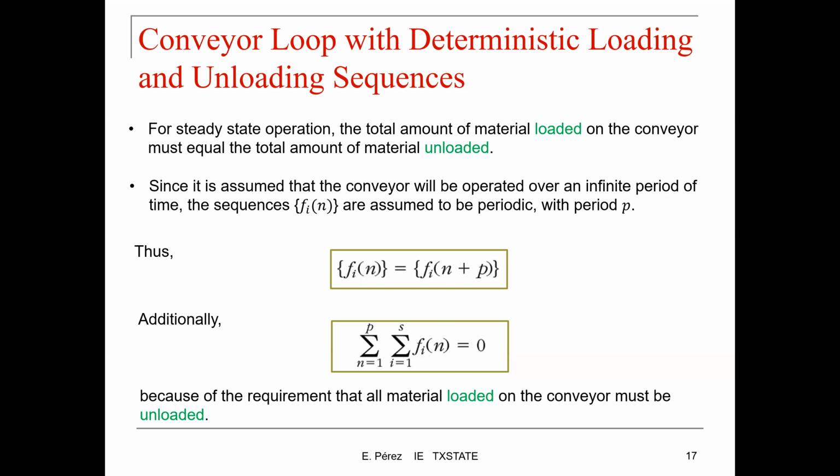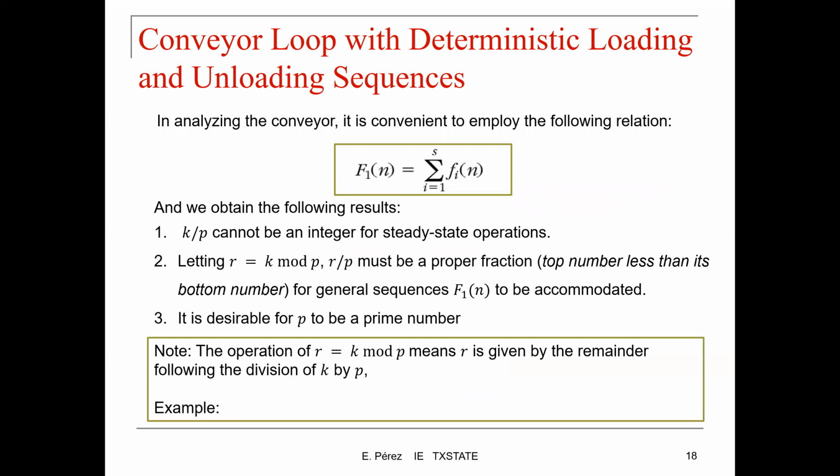Additionally, the summation from i equals 1 to S of f_i of n is going to be equal to 0, because of the requirement that all material loaded on the conveyor must be unloaded. In analyzing the conveyor, it is convenient to employ the following relation. Capital F_i of n is going to be equal to the summation from 1 to station i of f_i of n. And we obtain the following result.